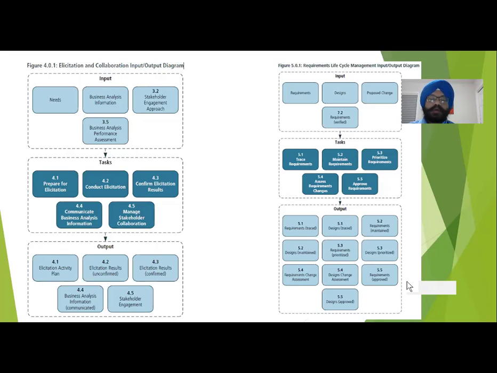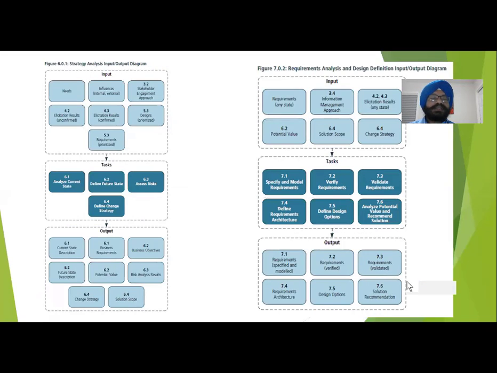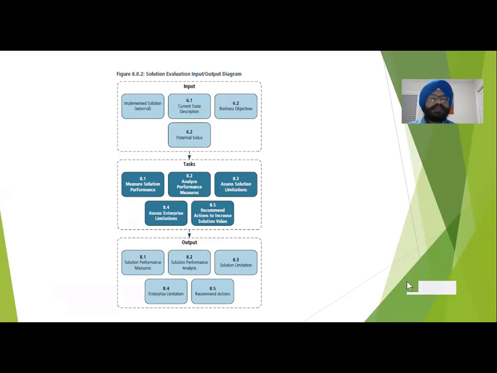Anyways, the whole point here is these 6 different knowledge areas, they got their own inputs, they got their own tasks and outputs. And this is the final one, solution evaluation.